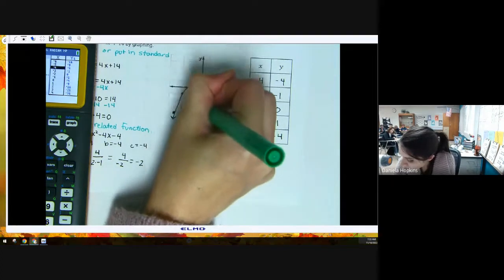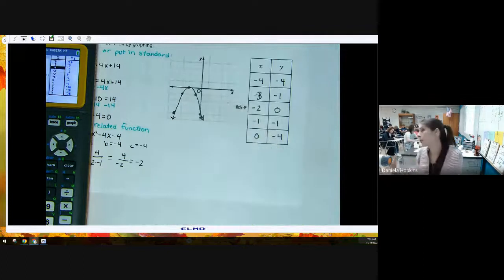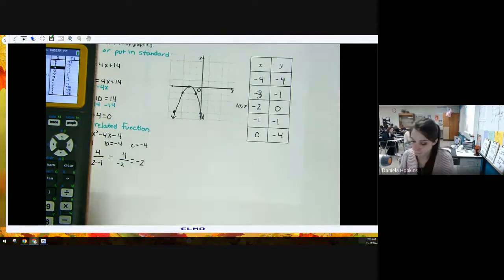I think on your homework today, I still ask you for all the pieces. I still ask you for your axis of symmetry, vertex, all that stuff. But you can see that now all from your graph.